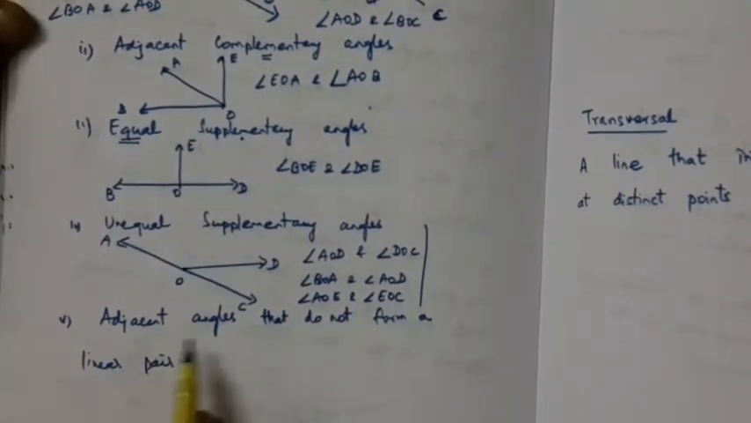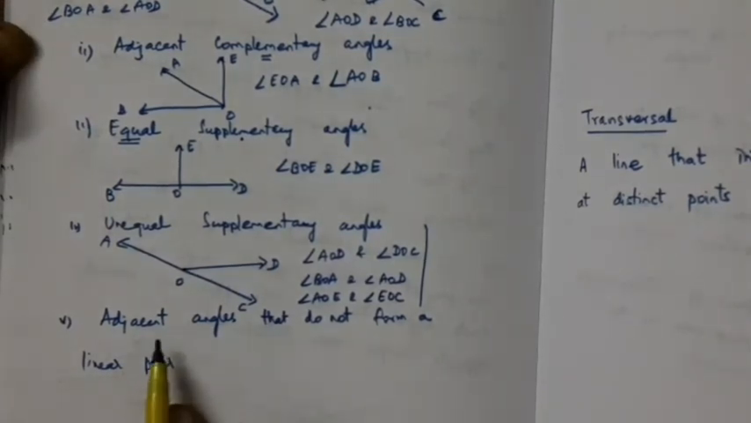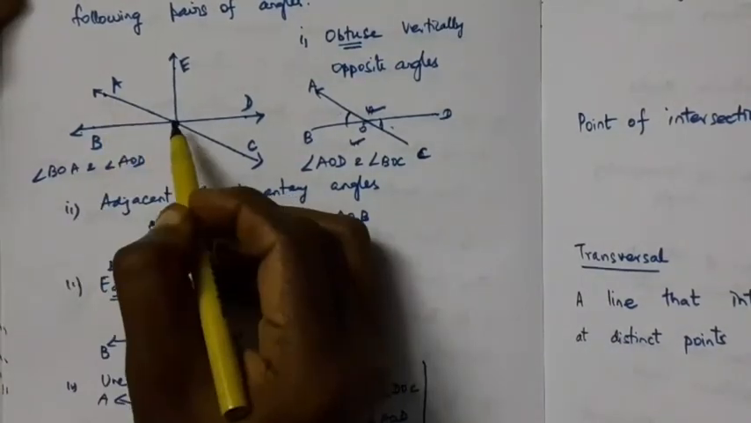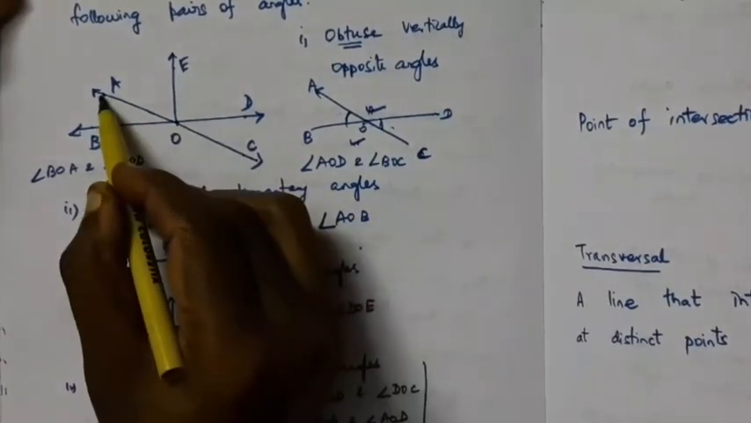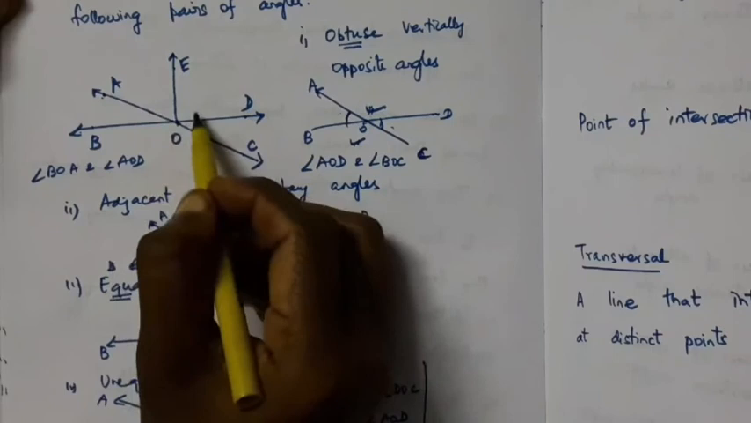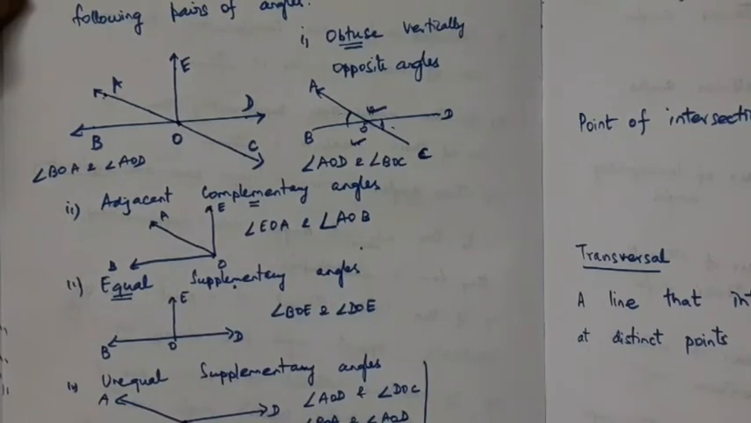Next question is adjacent angles that do not form a linear pair. The angles should be adjacent. What does it mean that they do not form a linear pair? When you add both angles, they should not give 180 degrees. If they give 180, then they are called a linear pair. So they should be adjacent, and when you add them up, they do not form a linear pair. We can see here AOE and EOD are adjacent, but when you add these two angles together, it will not give 180 degrees. So I will write angle AOE and angle EOD.